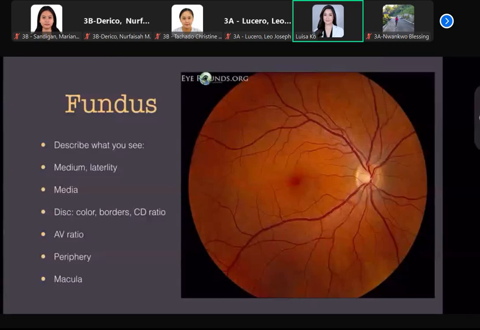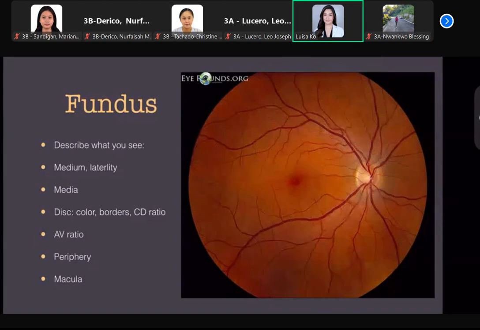I think you've had this before in the previous discussions. No, CD ratio is the cup versus the disc borders. Then we proceed to the AV ratio, which is the ratio of the arterioles versus the venules in the second branching. And then you describe the periphery of the retina, the temporal and the nasal vasculatures, if there's anything there, any lesions. And then you end with the macula.